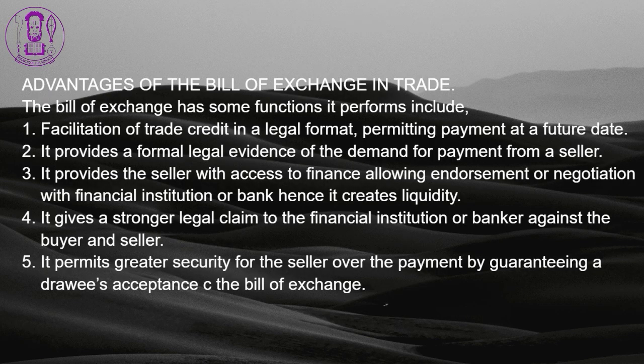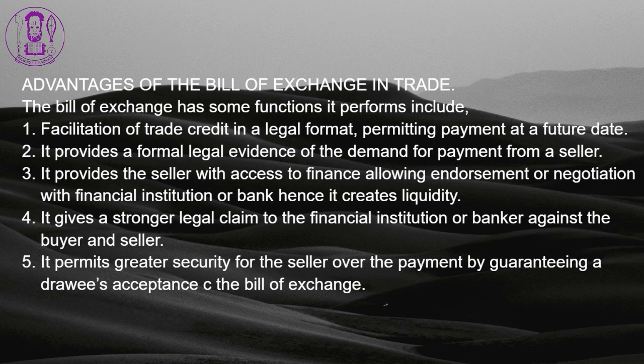Advantages of the bill of exchange in trade. The bill of exchange has some functions it performs, which include: 1. Facilitation of trade credit in a legal format, permitting payment at a future date. 2. It provides formal legal evidence of the demand for payment from a seller. 3. It provides the seller with access to finance, allowing endorsement or negotiation with financial institutions or banks, hence it creates liquidity. 4. It gives a stronger legal claim to the financial institution or banker against the buyer and seller. 5. It permits greater security for the seller over the payment by guaranteeing a drawee's acceptance.